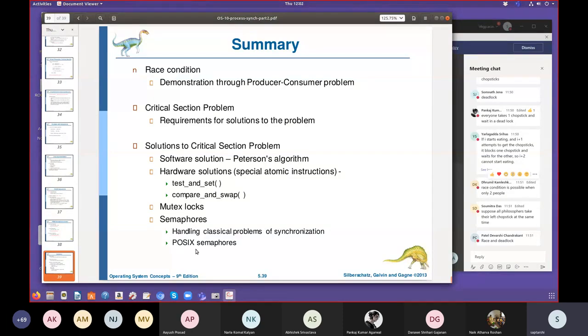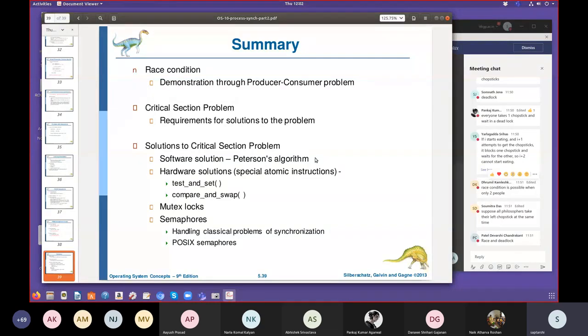Then we discussed various solutions to the critical section problem. We started with a completely algorithmic or software solution called Peterson's algorithm. But then we discussed a problem that software solutions alone are not enough. In modern architectures, there is often out of order execution of instructions, and due to this, only a software solution is not enough. So in some way, you need hardware support. That means you need special atomic instructions, which are guaranteed to have no preemption while that instruction is being executed.